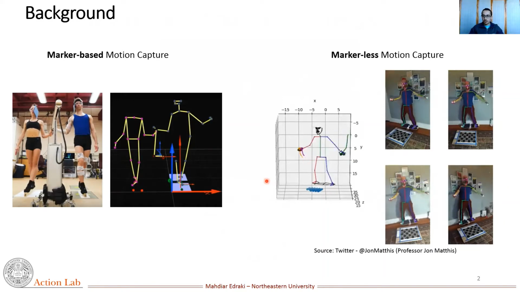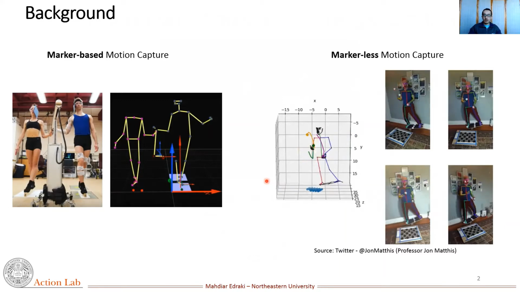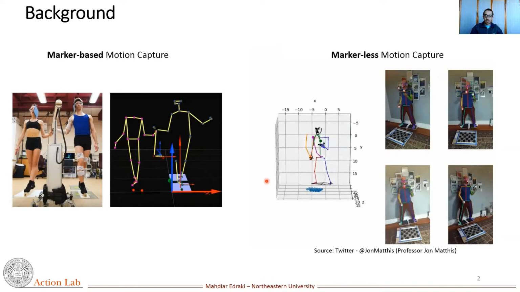Here I show a very interesting example from one of our collaborators, Professor John Mathis at Northeastern, who tracks 3 balls as he juggles them in the air, as well as the key landmarks of his body.